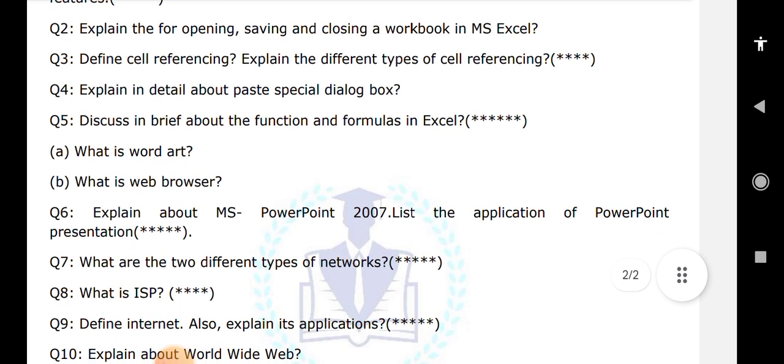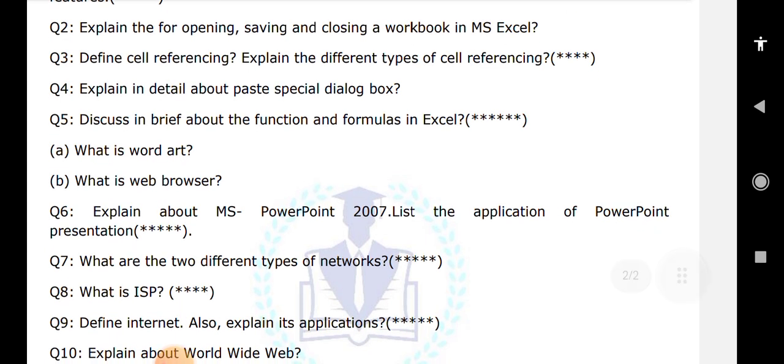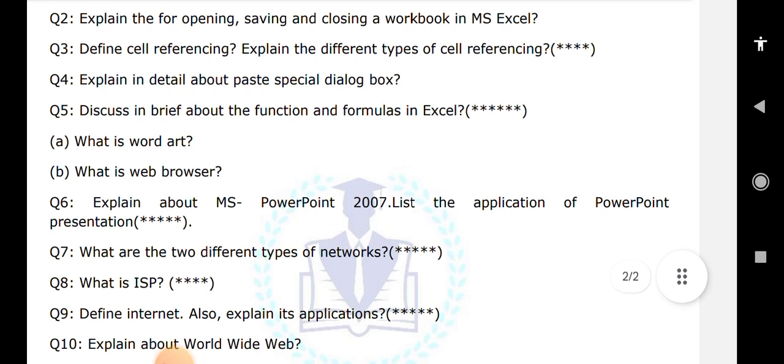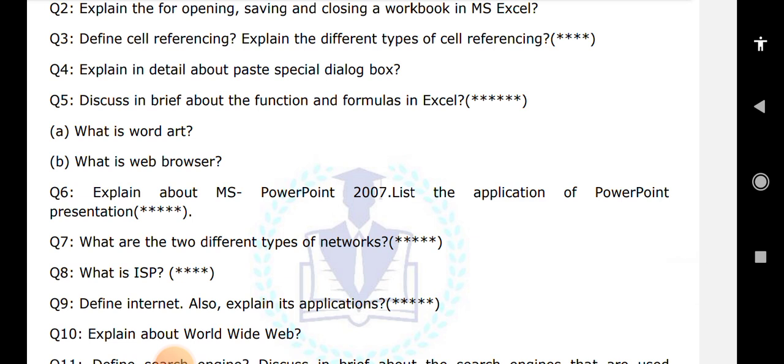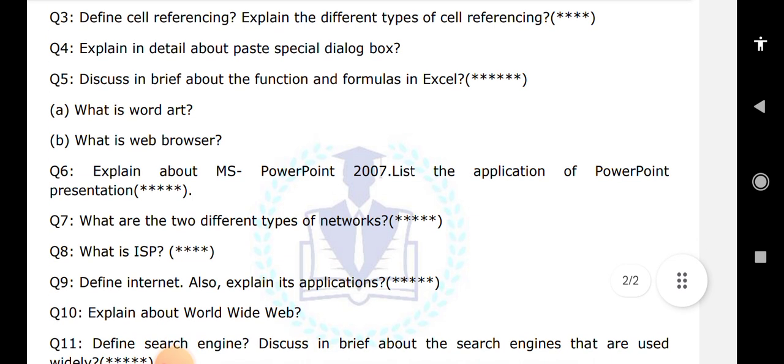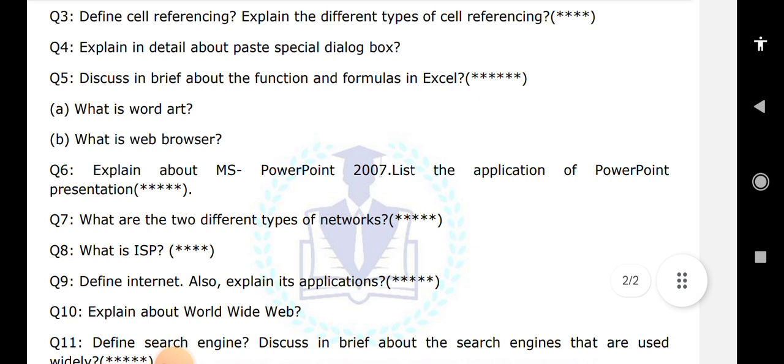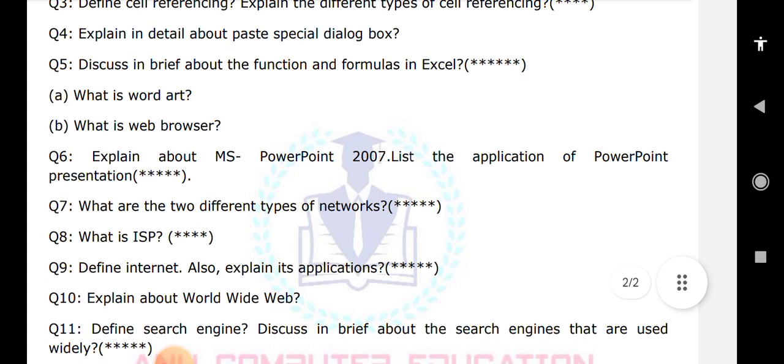And next, what is the network? A network is an interconnection between 2 or more computers. We have a total of 3 types of networks: LAN, MAN, WAN. You have to explain all. What is ISP? Internet service provider. The person who provides the internet facility is called ISP. So you have to write that.